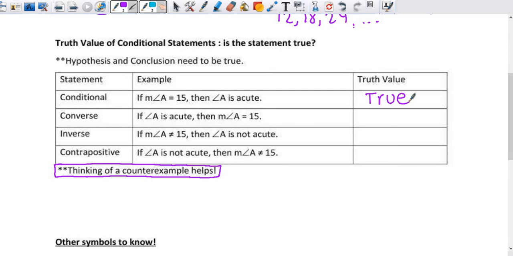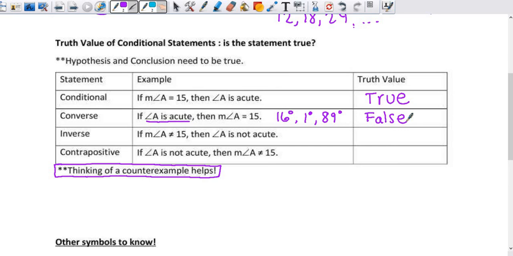Converse: if angle A is acute, then the measure of angle A is 15 degrees. Well, what about an acute angle that's 16 degrees, or 1 degree, or 89 degrees? Those are still acute angles, which is our hypothesis, but they're not 15 degrees. I could come up with counterexamples, so that is false.